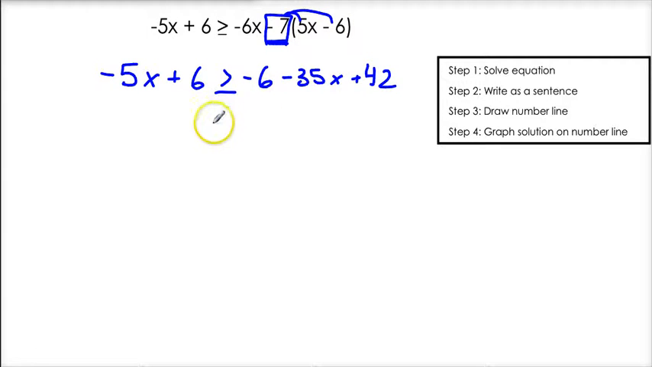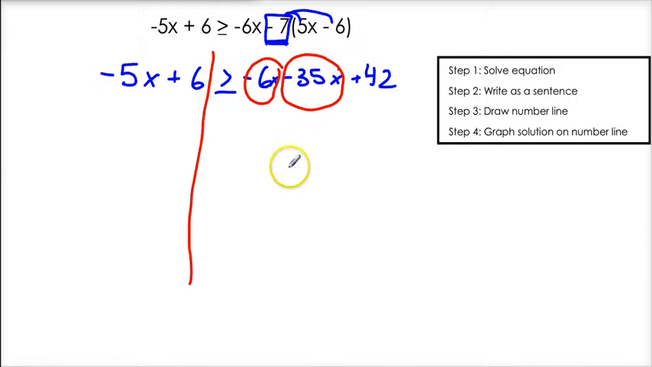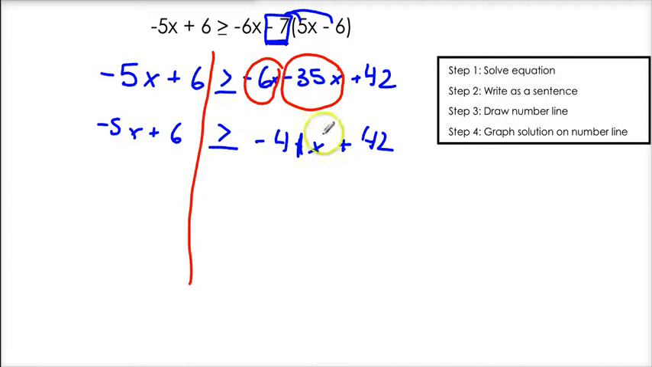As we have learned, we're going to combine like terms where we can. So if we look on this side, we have two like terms. We have our -6x and we have a -35x. So let's bring everything down. -5x plus 6 is greater than or equal to, and we're going to combine our like terms. And remember, I'm combining like terms because they're on the same side of the equation, and only if they're on the same side of the equation do we combine. -6x plus -35x is -41x plus 42.